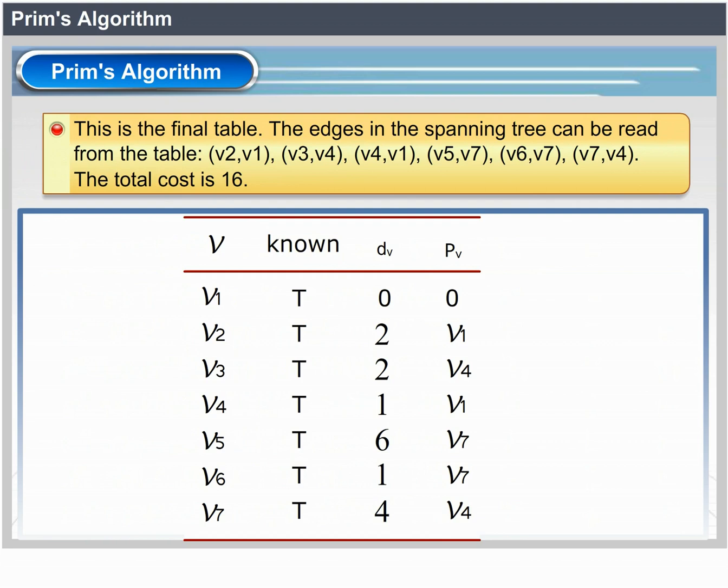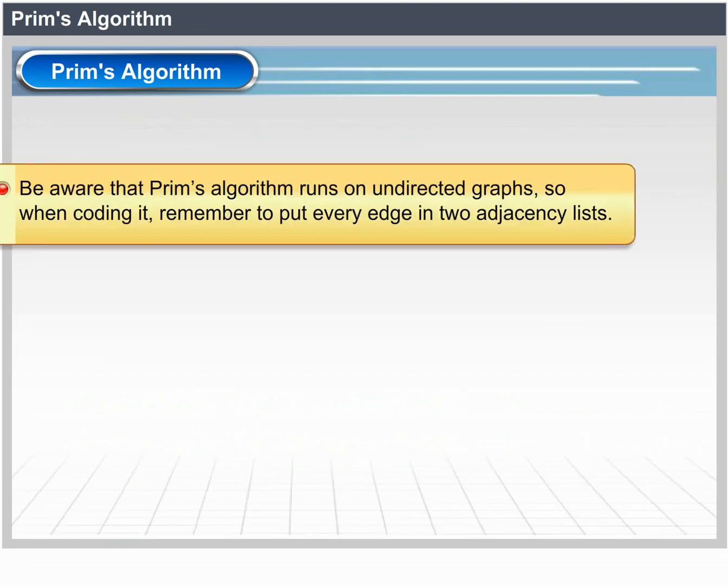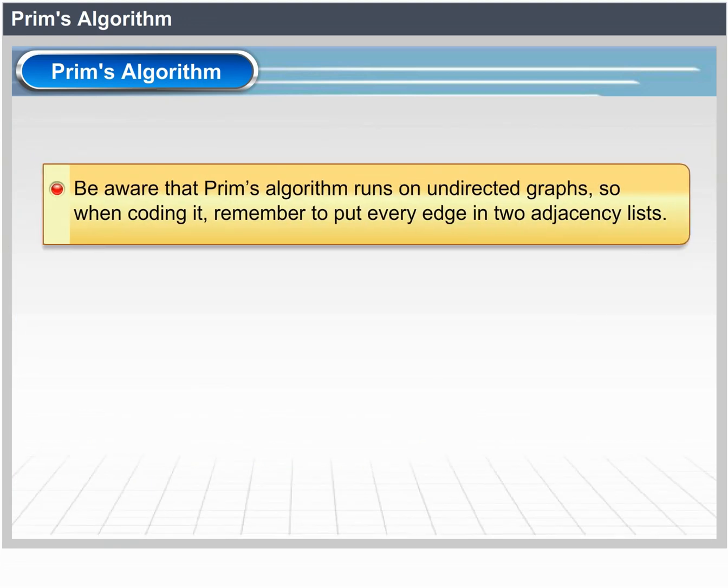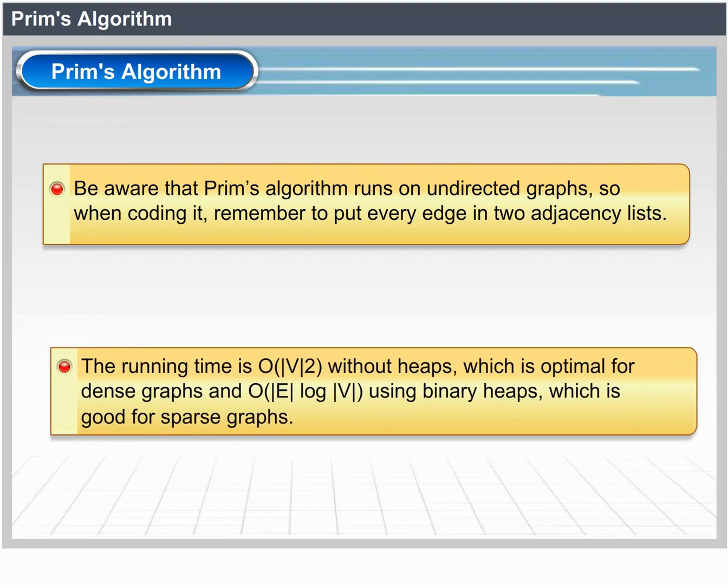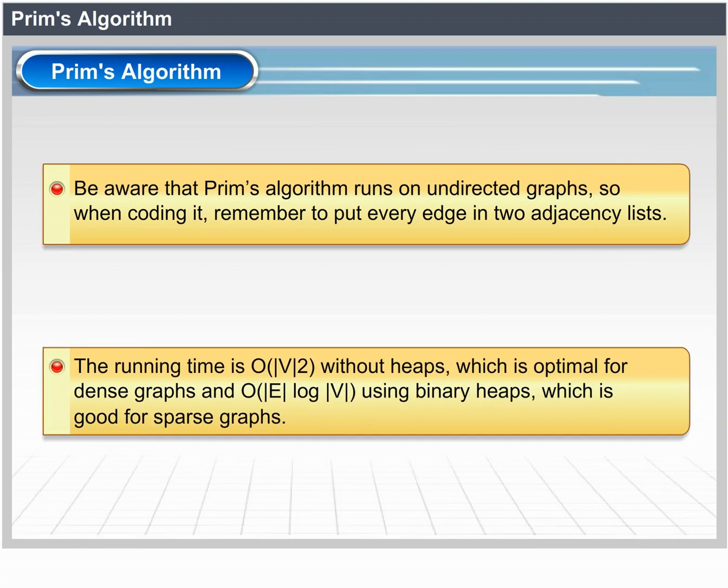Be aware that Prim's algorithm runs on undirected graphs, so when coding it, remember to put every edge in two adjacency lists. The running time is big O of |V| squared without heaps, which is optimal for dense graphs, and big O of |E| log |V| using binary heaps, which is good for sparse graphs.